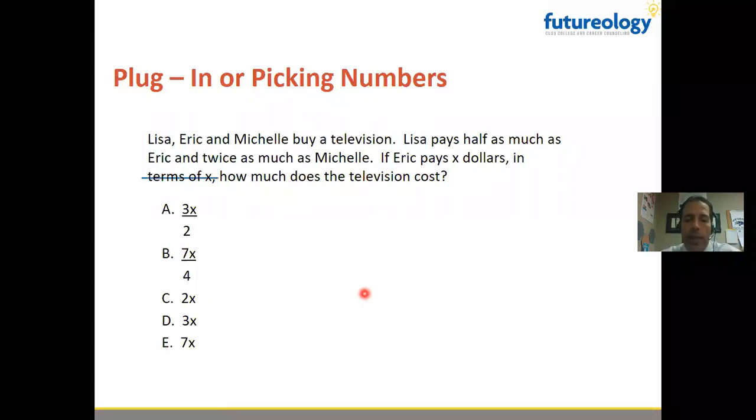So again, the technique is, well, one, I always cross out "in terms of X." The second thing I usually do with these types of problems, I underline what the answers represent and what I'm looking for. How much does the TV cost? So now I'm going to pick something for X, and X represents Eric, okay?